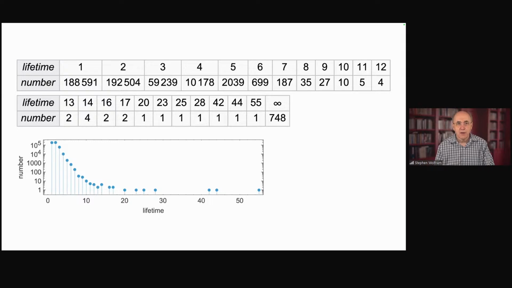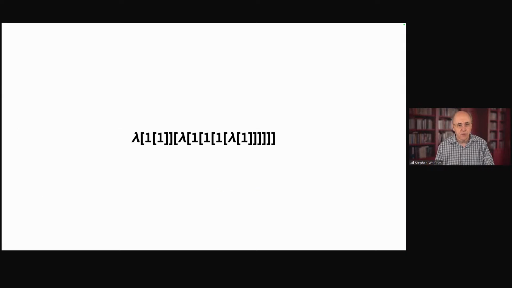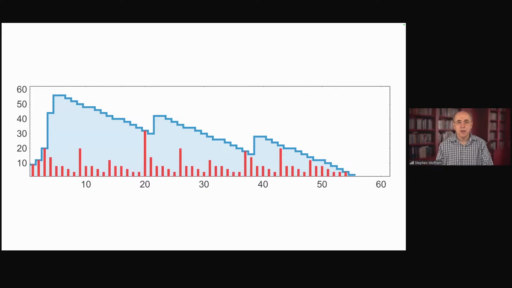The longest finite lifetime of 55 steps occurs for this little tiny innocuous looking lambda here, which evolves just to lambda of 1 eventually. And here are the sizes of lambdas on each step obtained with that lambda that, as we see, eventually turns into just lambda of 1 after 55 steps.